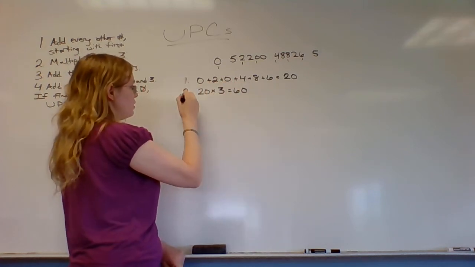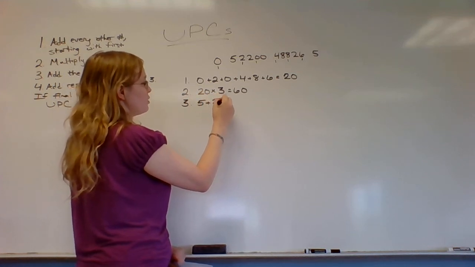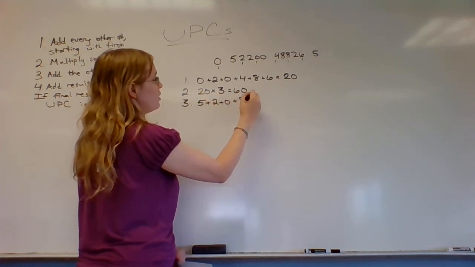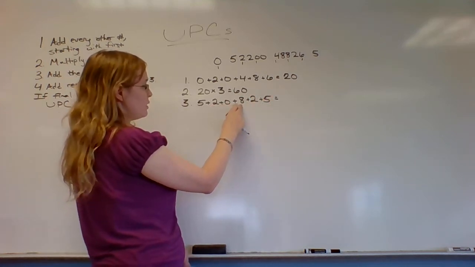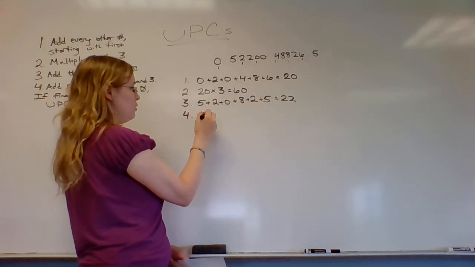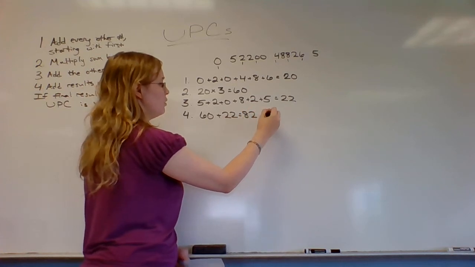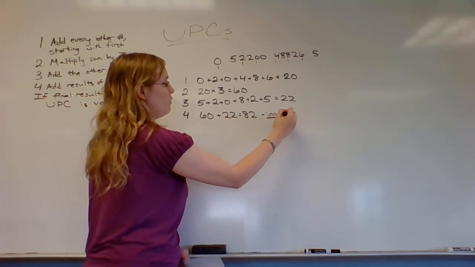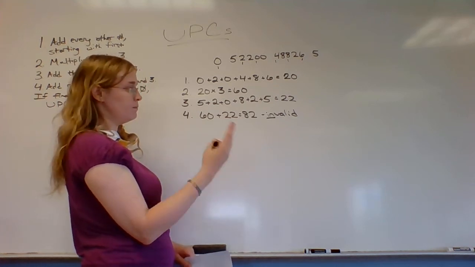20 times 3 is 60. Step 3, add the other numbers. 5 plus 2 plus 0 plus 8 plus 2 plus 5. 7, 15, 22. Add them together. 60 plus 22 equals 82. And that is invalid because it ends in 2 and not 0.